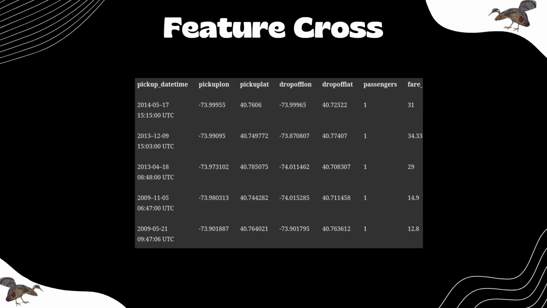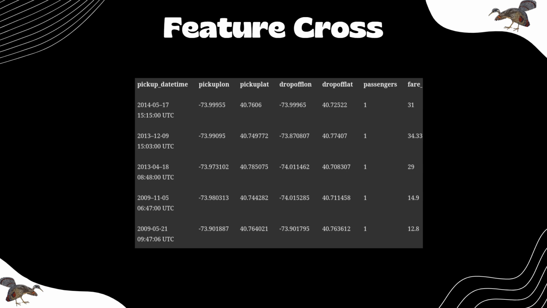Imagine we have the following features in our dataset: the pickup time, the latitude and longitude of where the ride started and ended, and the fare, which we are trying to predict. If we want to train a model to predict the fare, the data we have is useful, but with feature cross we can extract even more valuable insights. So, what features can we use, and how can we improve them? Pause the video and think about it for a moment.